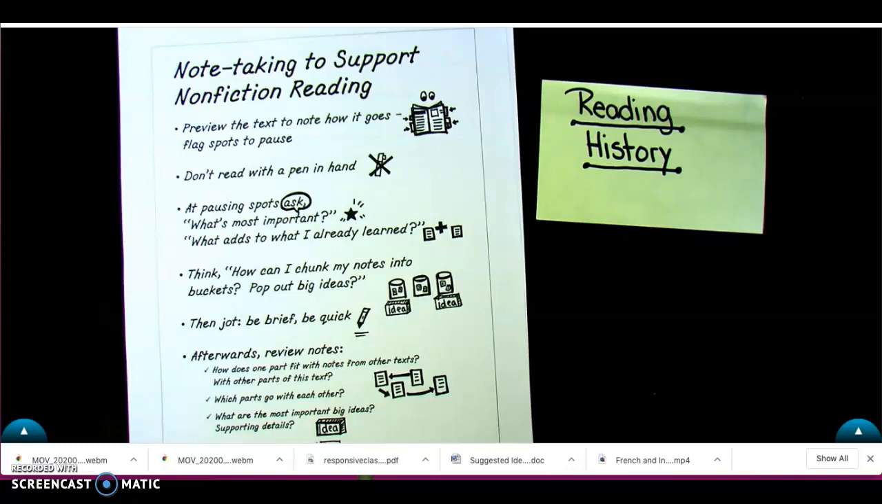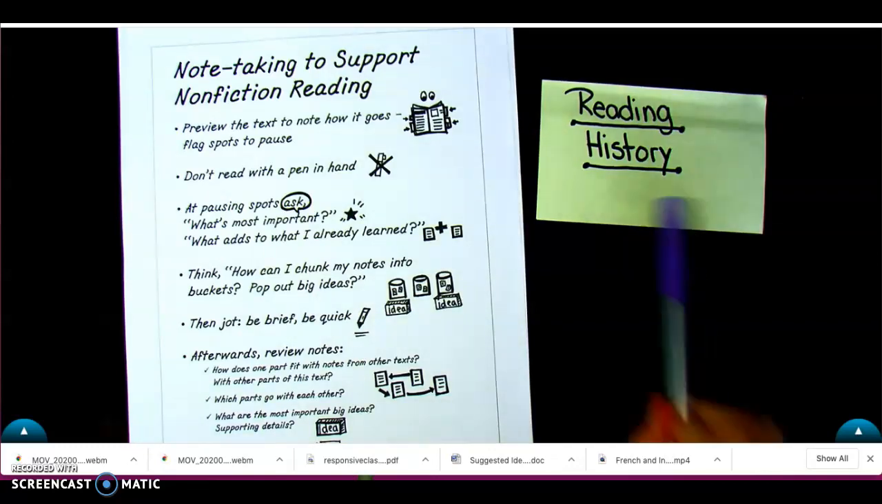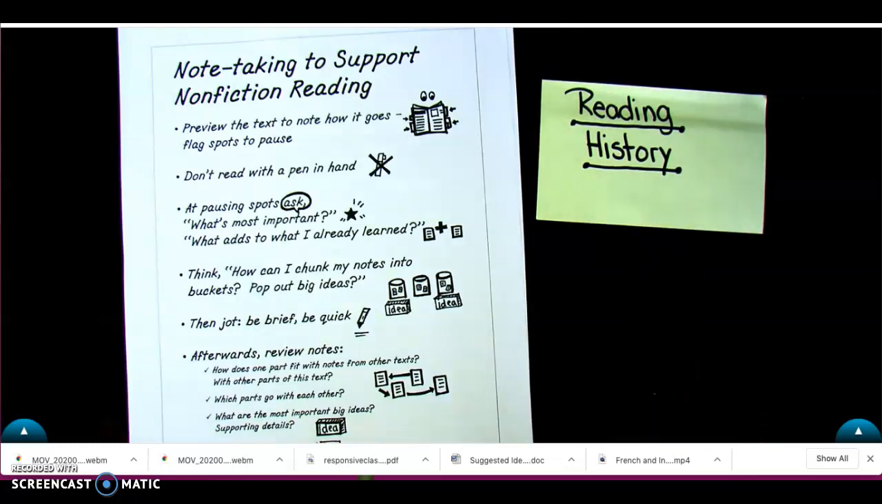So the first thing that I'm going to go over is the reading unit, okay? And this reading unit is called Reading History. A lot of this unit has to do with reading informational text about the American Revolution and learning how to take notes, choosing the best details, and synthesizing across different texts.